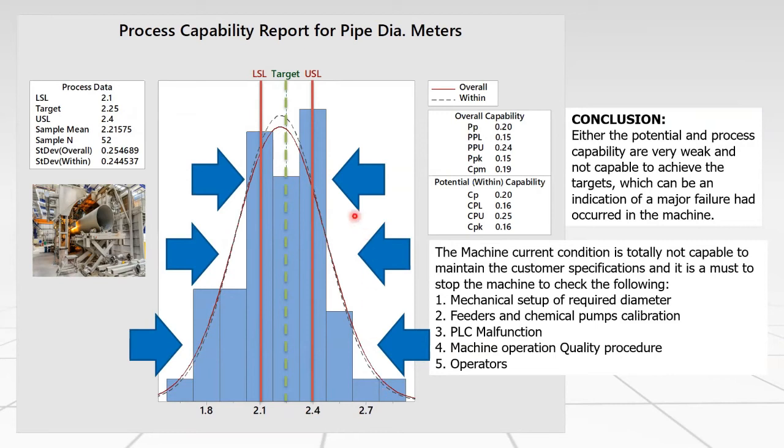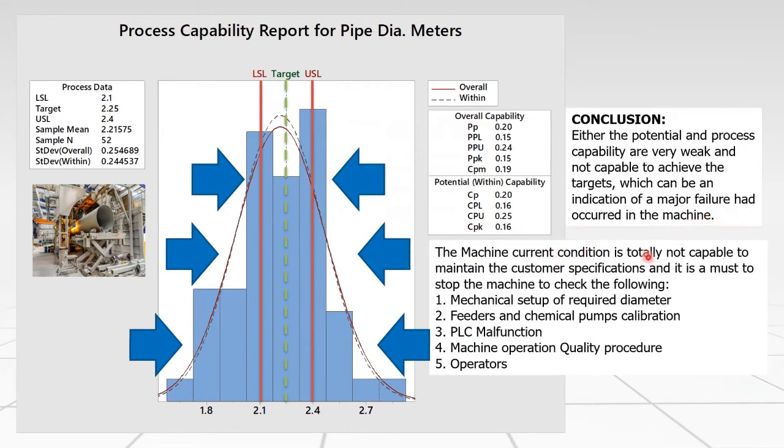And that's why we can see that the process is not capable at all of delivering the pipes within the specification. So imagine if we continue to produce the pipes with this type of process capability, definitely the cost of poor quality will be very huge. As a conclusion, both the potential and the process capability are very weak and not capable of achieving the targets, which can be an indication that a major failure has occurred in the machine.